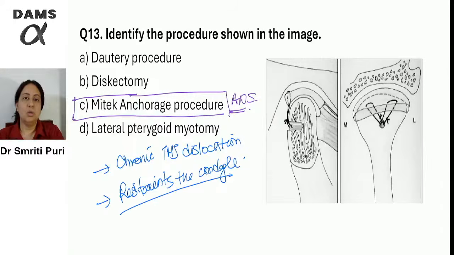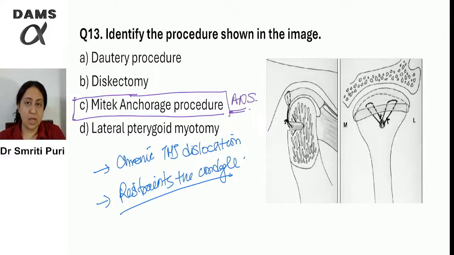Okay, now mitic anchorage sutures, please listen carefully. It can play two roles. One is you actually drill an anchorage point into the condyle. You drill a hole, you drill an anchorage point into the condyle. Put a screw over there. I'm telling you in very simple terms.